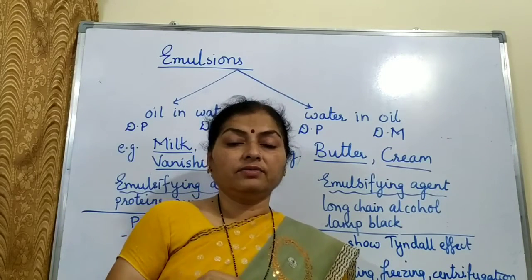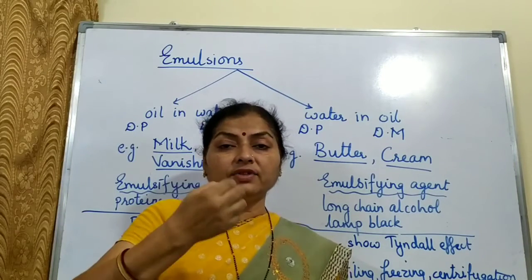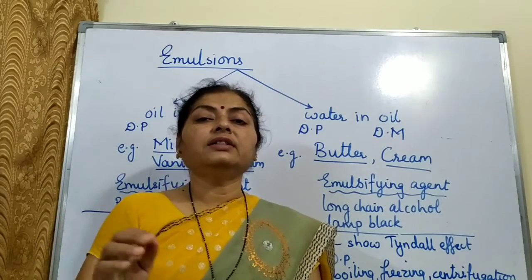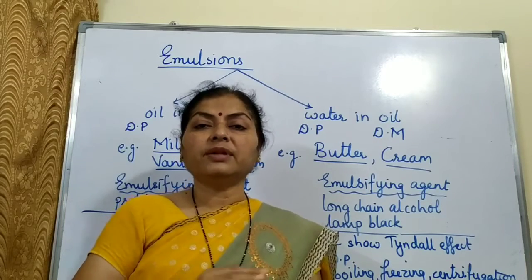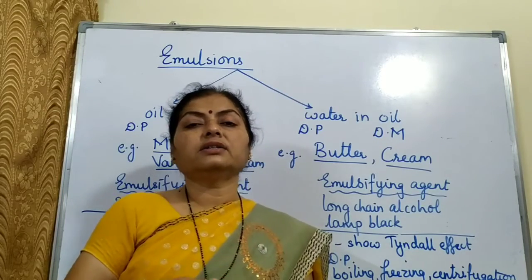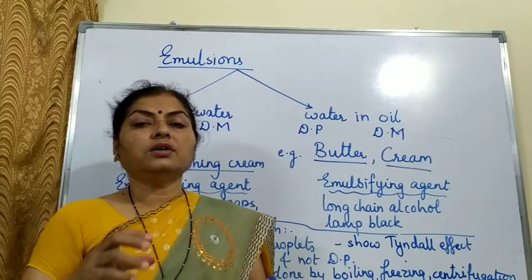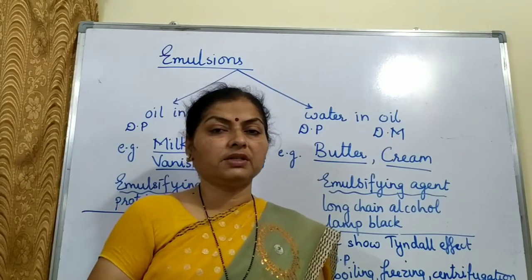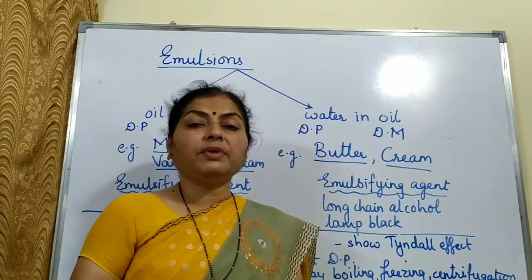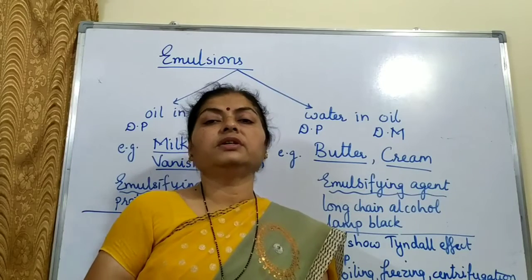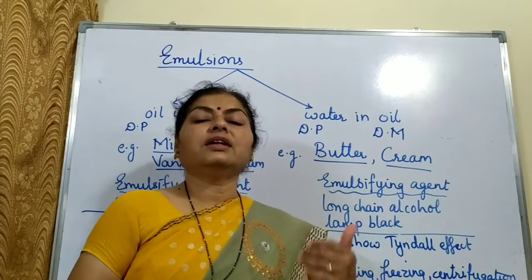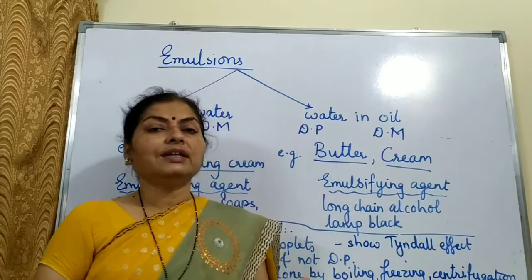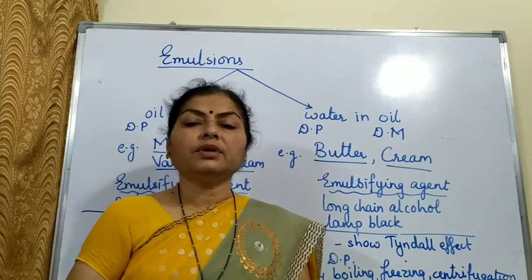Then tanning of leather. The hide, the skin of the animals, is also charged. If it is treated with tannin, then coagulation takes place and the pores get filled up, and this is how hide can be changed into leather. Chromium salts are used for this purpose. Then photography, development of photographs and all, is also a colloidal phenomenon. Like this, there are more examples given in your NCERT. You can go through those. If you don't understand any of them, you can just contact me, you can call me.